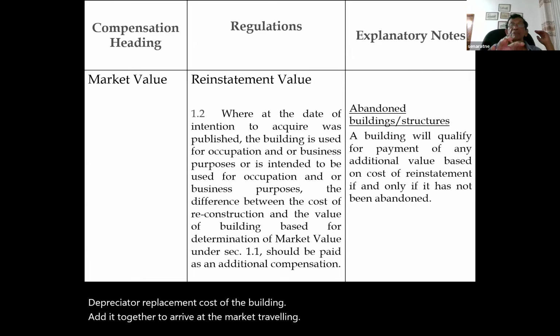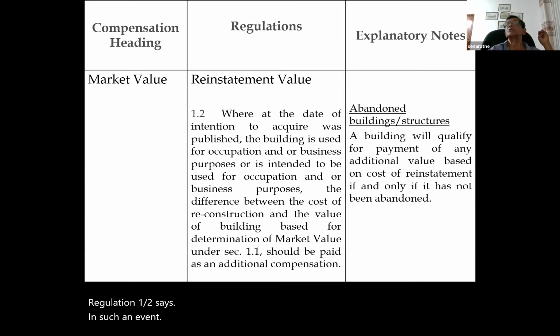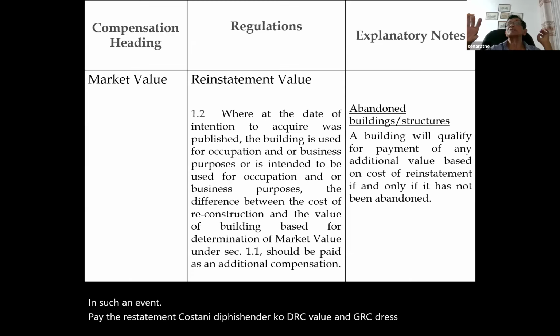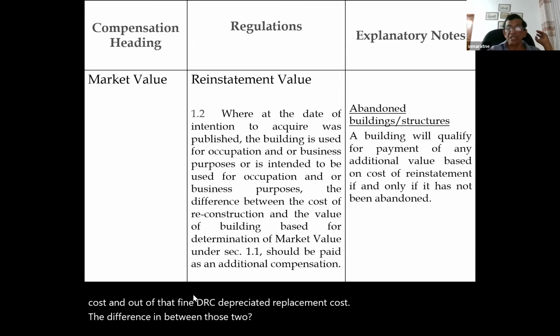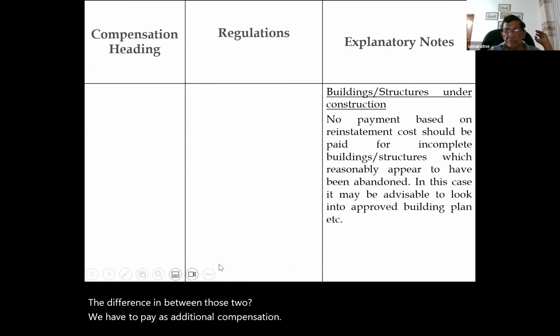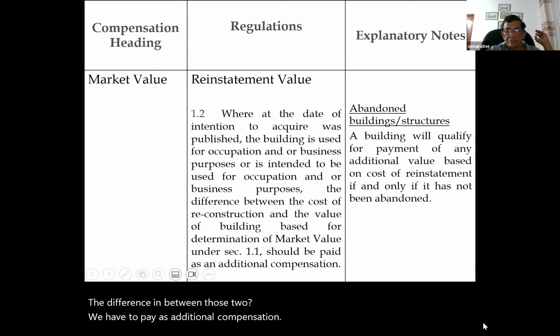What this regulation 1.2 says is, in such an event, you have to pay the restatement cost. We have the DRC value and the GRC, gross replacement cost, and out of that we find the DRC, depreciated replacement cost. The difference between those two, we have to pay as additional compensation.